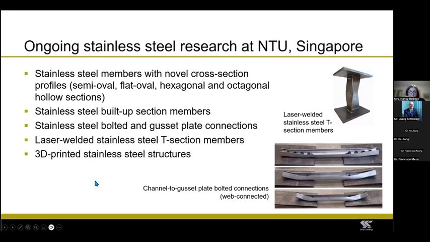Then moving to Singapore, there's been about 8 years, I reckon, of stainless steel structural research at NTU in Singapore, and currently the sorts of topics being looked at are novel cross-sections, built-up members, looking at laser welded fabricated members. Now they're interesting because you have low residual stresses. So for example, higher buckling curves can be used, and printed stainless steel structures. And this is just one example. There are universities around Europe looking at a number of topics of structural stainless steel.